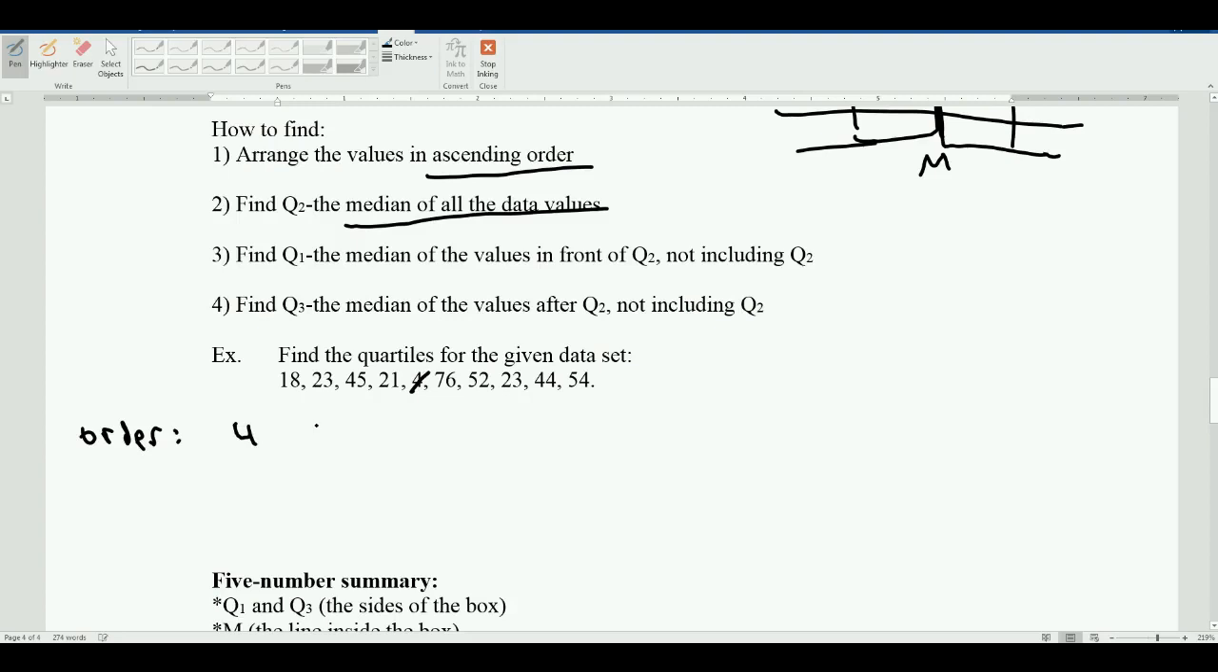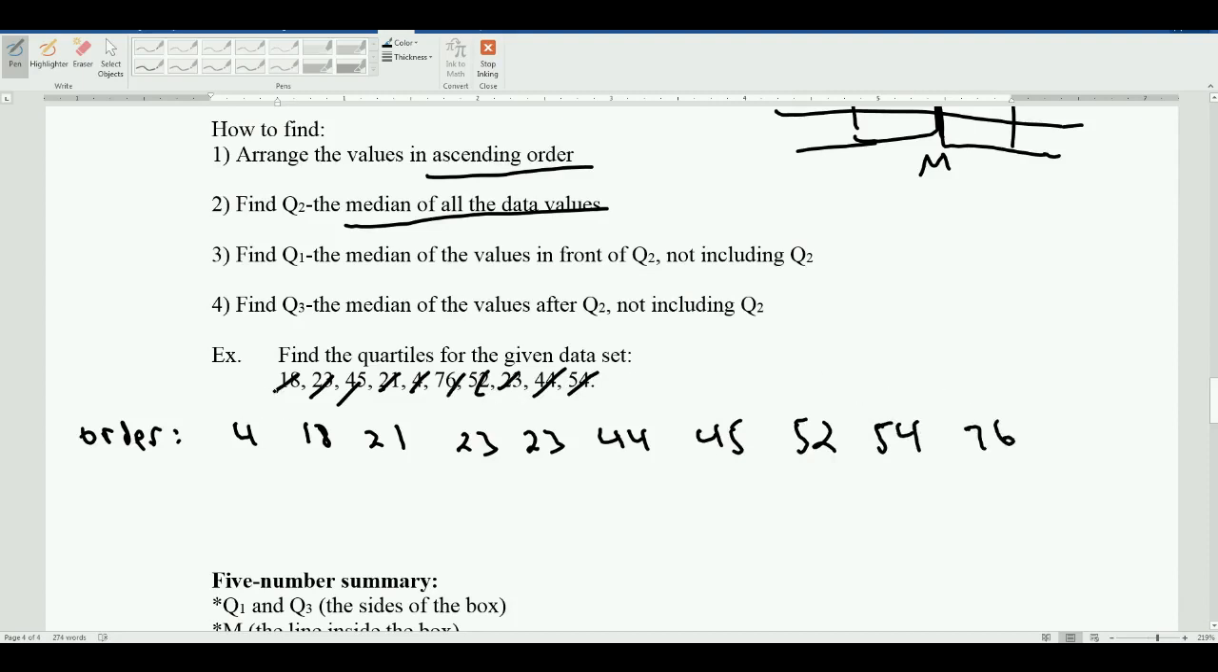4 is the smallest number. Looks like 18 is the next one. 21. We have a couple of 23s, so write both of those down. And then it looks like we have a 44 and then a 45, and then 52, and then 54 and 76. How many data values do we start with? 1, 2, 3, 4, 5, 6, 7, 8, 9, 10.